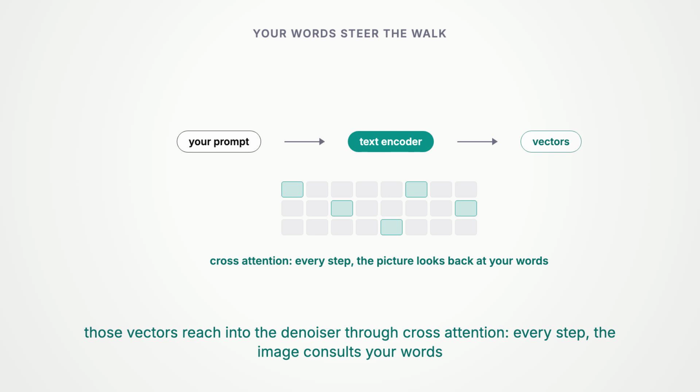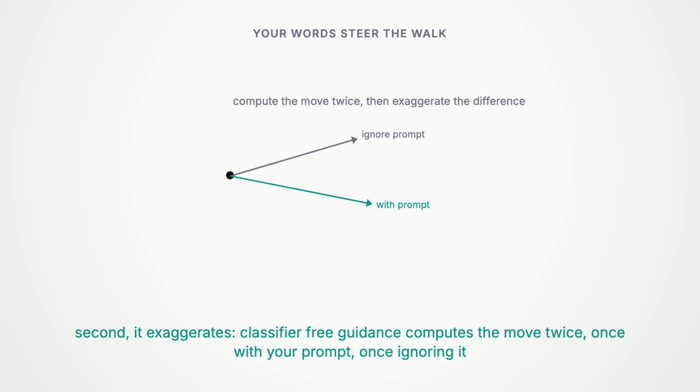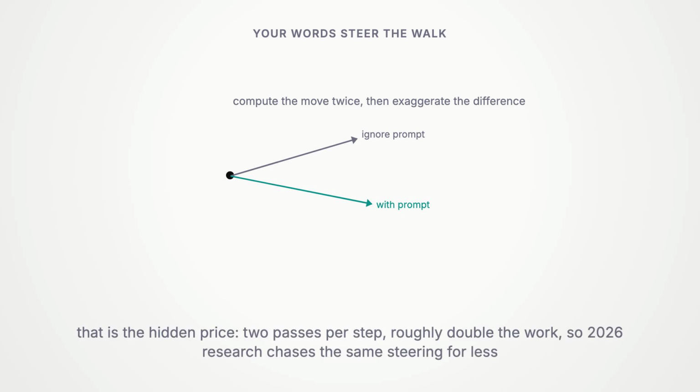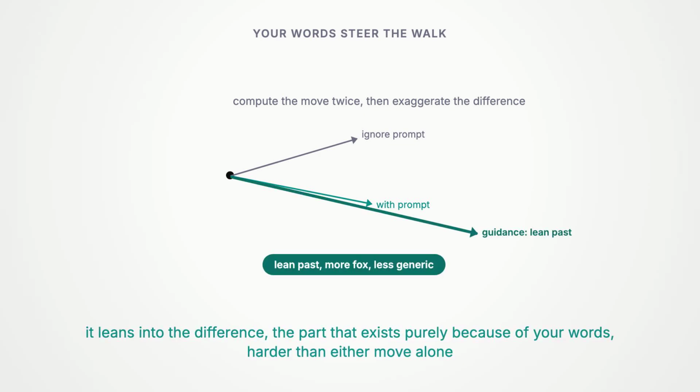Second, and this is the clever bit, the model does not just nudge toward your prompt. It exaggerates. This is classifier-free guidance. At each step, the model computes the move twice. Once knowing your prompt, once deliberately ignoring it. That is the hidden price. By the way, two passes through the network on every single step instead of one, which roughly doubles the work. And it is why a lot of 2026 research is on getting the same steering for less. The difference between those two moves is the part of the step that exists purely because of your words. So it takes that difference and leans into it, harder than either move alone.